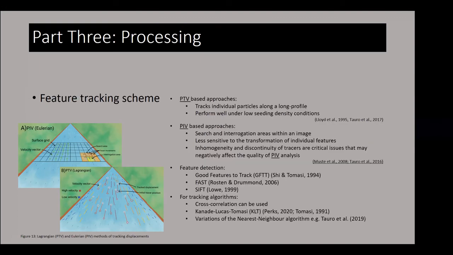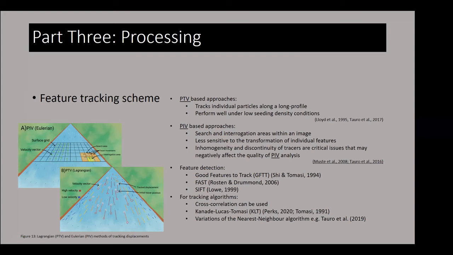This takes me on to looking at actual feature tracking schemes such as PIV and PTV. I've previously said that PTV methods rely on the tracking of individual particles, and that's a long profile. And they normally perform well under low seeding density conditions. And then on the flip side, you've got PIV methods, and they use search and interrogation areas within an image to obtain particle displacements. And they're a lot less sensitive to transformation of individual features. And they can also deal with much larger seeding densities. Problems consist there, however, when there's inhomogeneity and there's a discontinuity of traces.